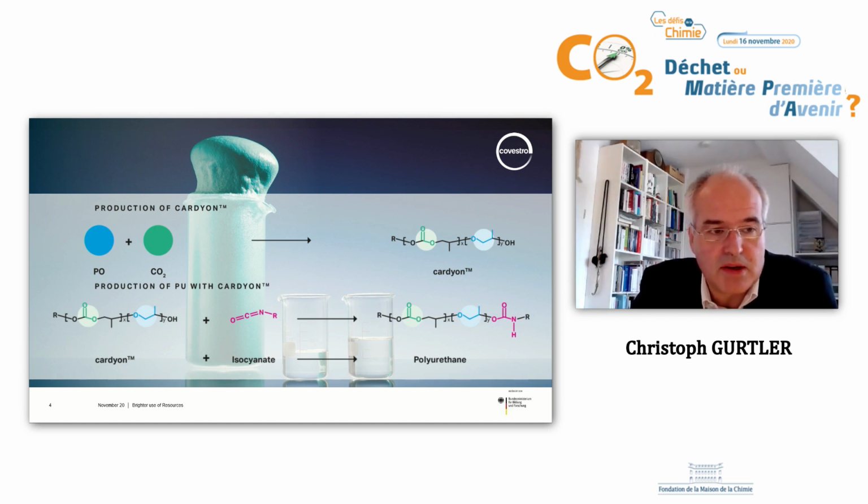We take propylene oxide, a high energy molecule, and CO2, and let it react with what's called a starter, and come up with a chemical called cardyon, which is essentially an intermediate for the production of polyurethanes. Polyurethanes feature the CO2 solidly built in as a carbonate group. This intermediate is reacted in a second step with an isocyanate to yield a polyurethane, e.g. for foam applications, but many more applications, and I'll give you some examples on that.